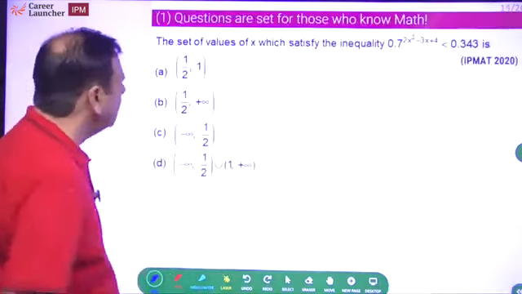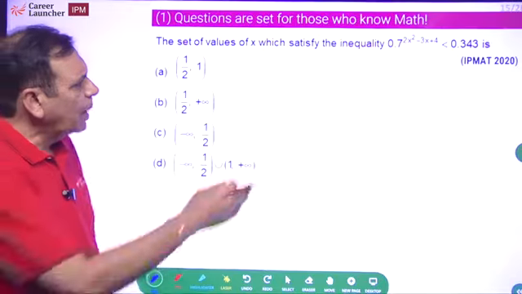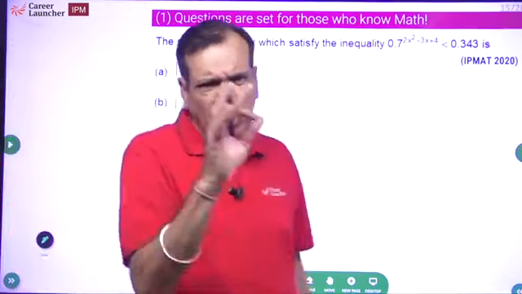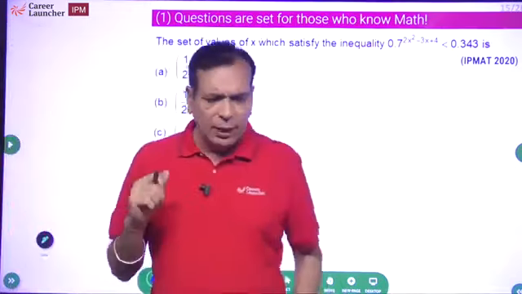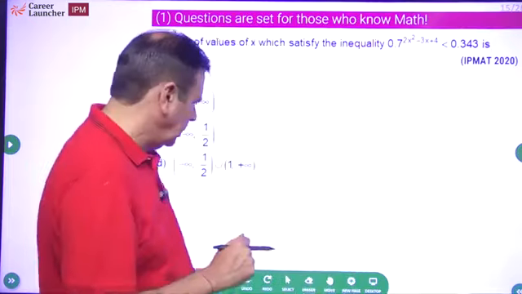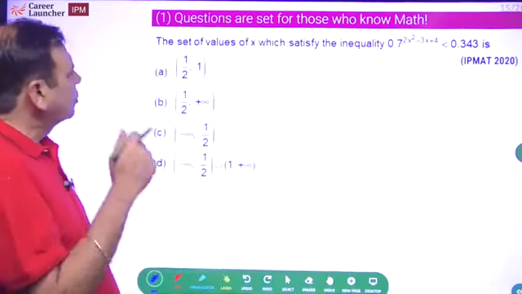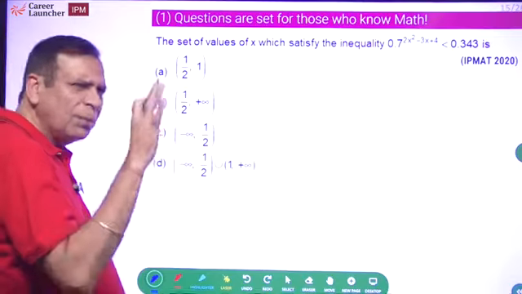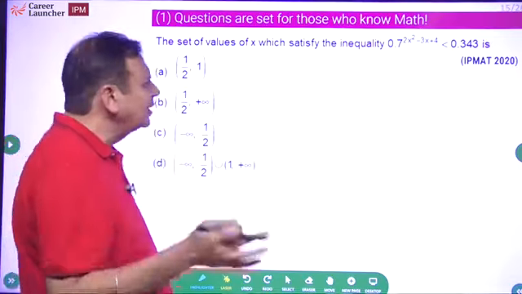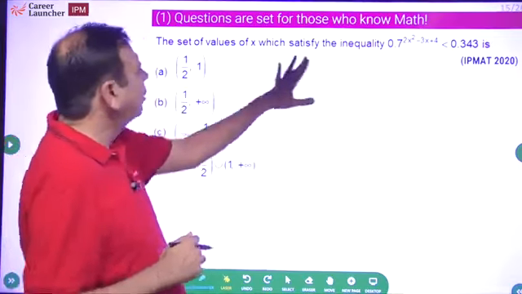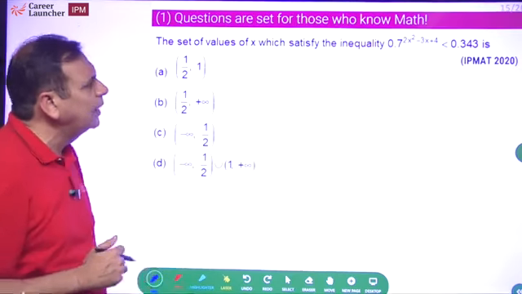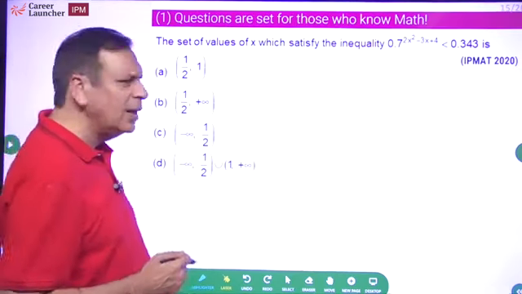Okay. First question. This is from IPMAT 2020. Most of the question, not all, but most of the question I've taken from an old IPMAT paper. Okay. Great. Questions. पहली चीज जो मैथ्स के लिए बनाए जाते हैं, हमें मैथ्स नहीं आती तो हम बहुत सिंपल करेंगे. The set of values of x which satisfy this particular inequality. Okay. Choices दी हुई हैं.